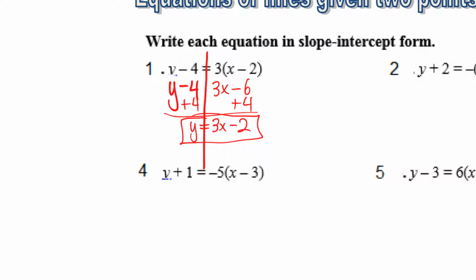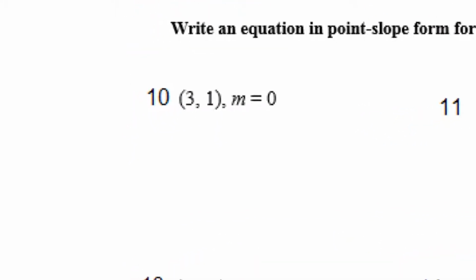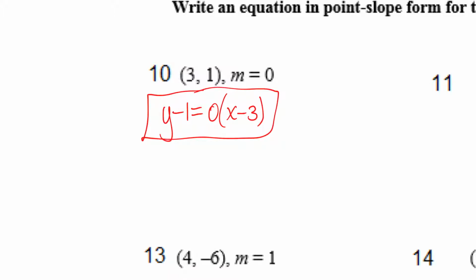So that's all you're doing on this first group. Most of them are in point slope, so you're just going to convert it into slope intercept like that. Okay? On the next group down here, it says just to put it into point slope. So this one's easy. We've already got a point and a slope. So on number 10, what's that going to look like? Y minus 1 equals 3 times the quantity x minus 2. Okay? That's all you're doing on that.